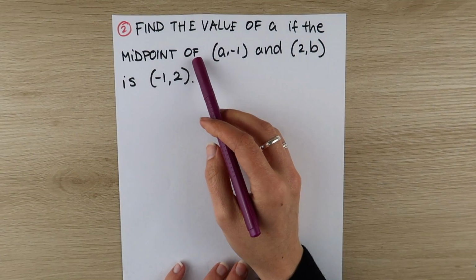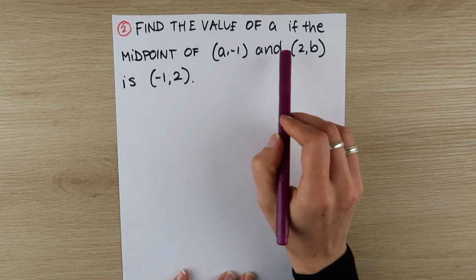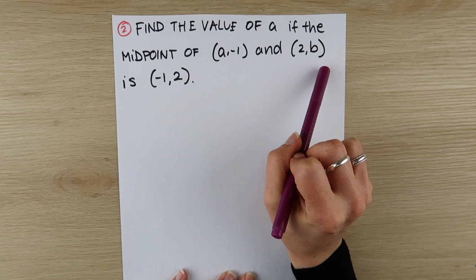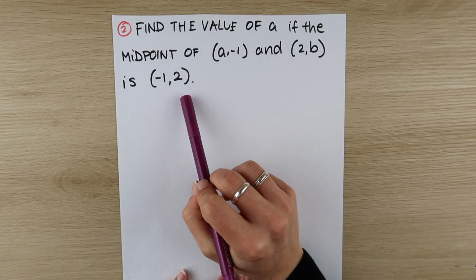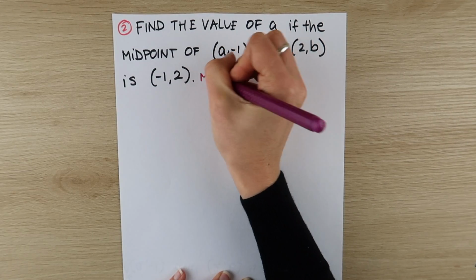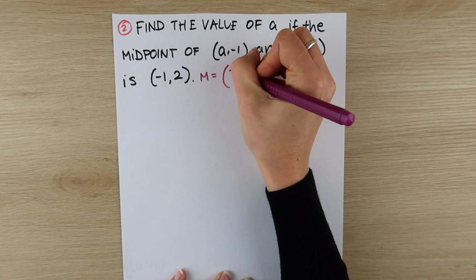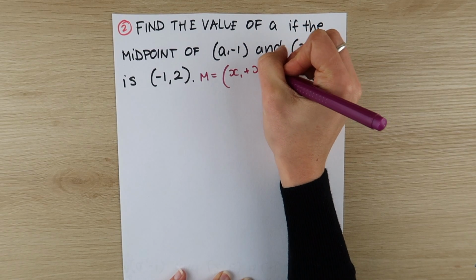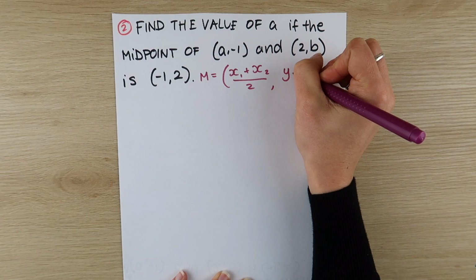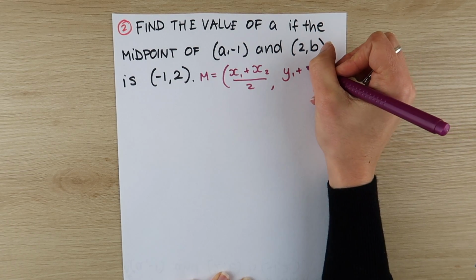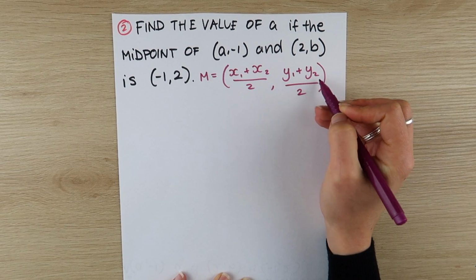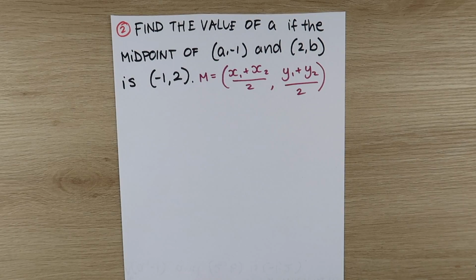This next problem has asked us to find the value of a if the midpoint of (a, -1) and (2, b) is (-1, 2). A really good way to start is by writing out the midpoint formula. And from the previous example, you'll remember that it is this: x1 plus x2 divided by 2 and then y1 plus y2 divided by 2.